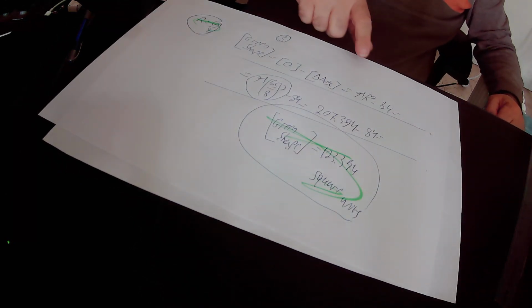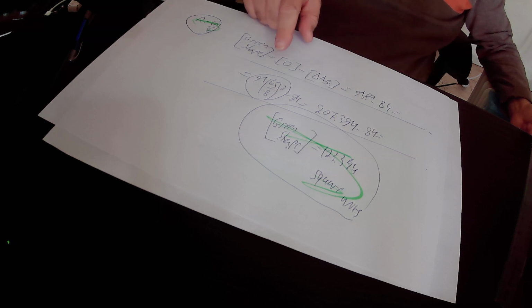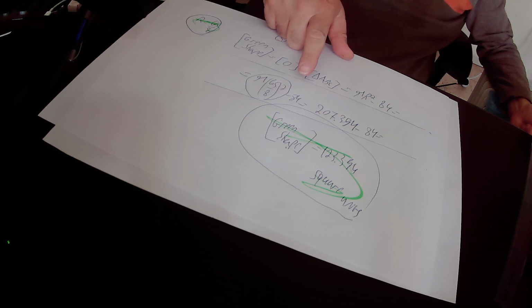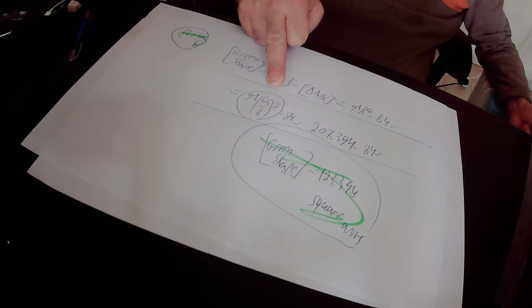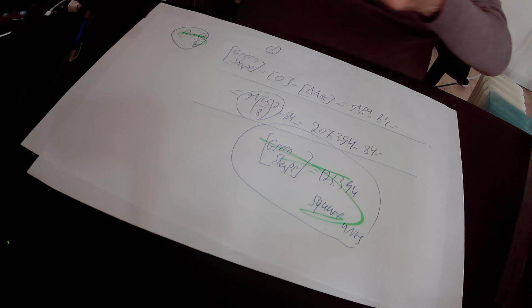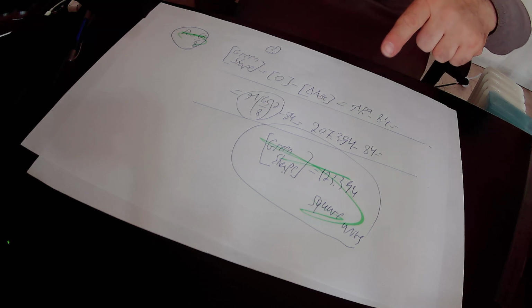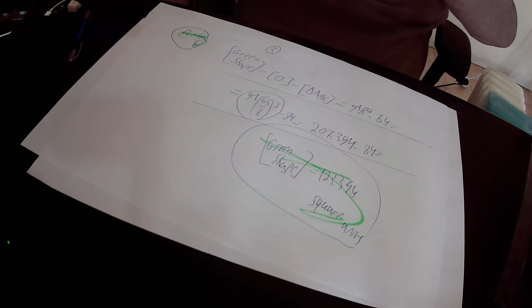The area of the circle is pi r squared, but r is 65 over 8, therefore r squared is 65 over 8 squared. So in total, pi r squared equals pi times 65 over 8 squared, minus the area of triangle ABC, that is 84 square units. This expression in total is equal to 207.394 square units, minus the area of triangle ABC, that is 84 square units. 207.394 minus 84 is equal in total to 123.394 square units.